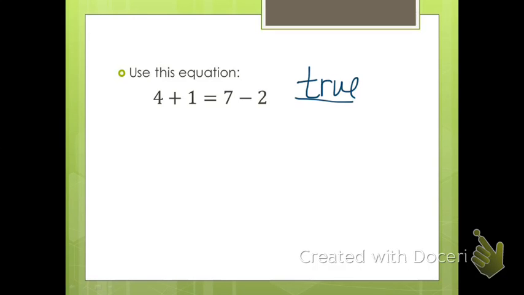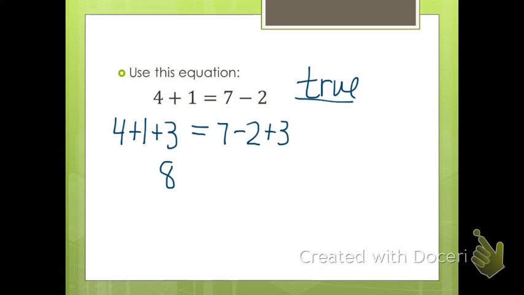So this is a true equation. And we're just going to talk about it. If I went and added 3 to both sides of this equation, I could ask myself, would that still be true? So this would be 8, and the other side would be 7 minus 2 is 5 plus 3 is 8. So it would still be true.